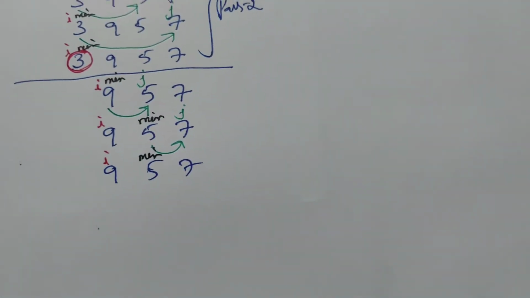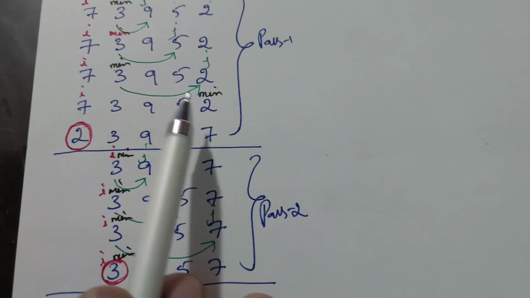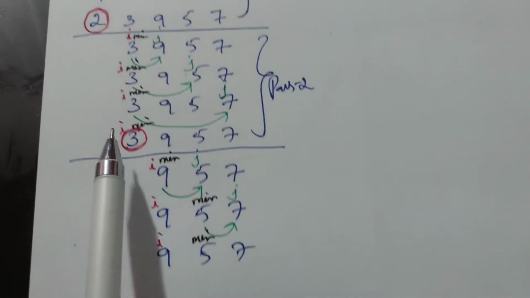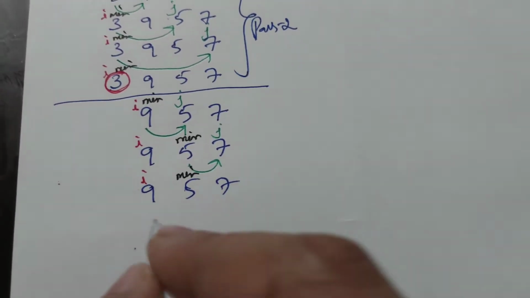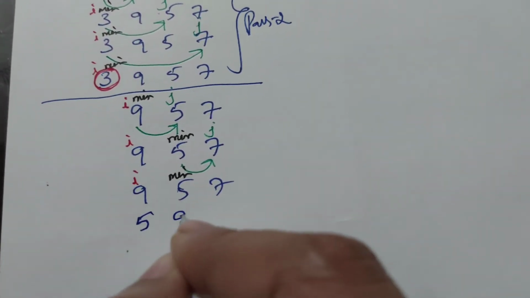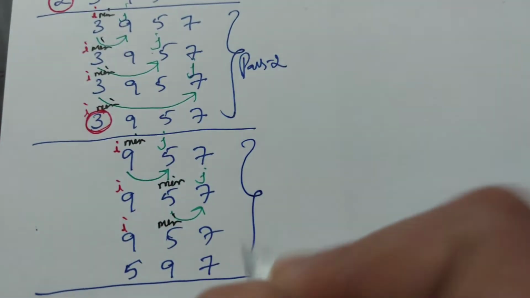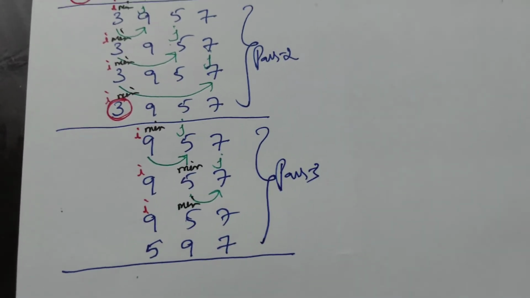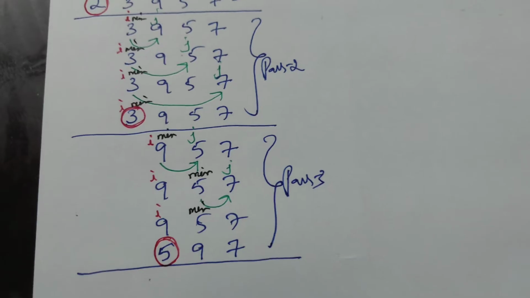Now what I have to do is swap the ith element with the min position. What I did before, after comparing all the elements, I swapped I and min position. Here also, the ith element with the min position. Similarly, I need to swap these two. After swapping, I got 5 here, 9 here and 7 here. So this is after pass 3. After pass 3, the third minimum element we got, and I stored it in the third position.